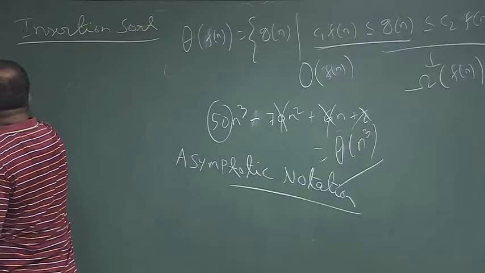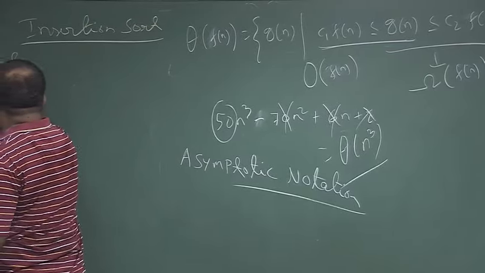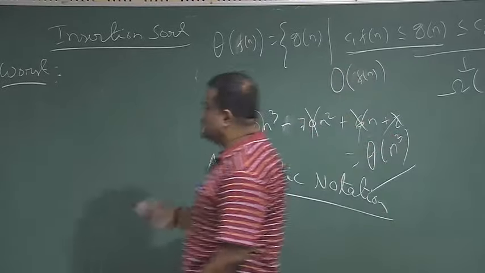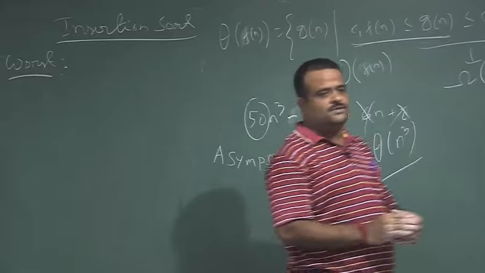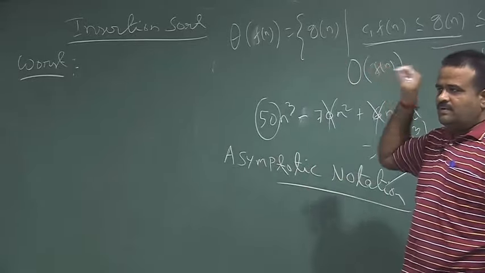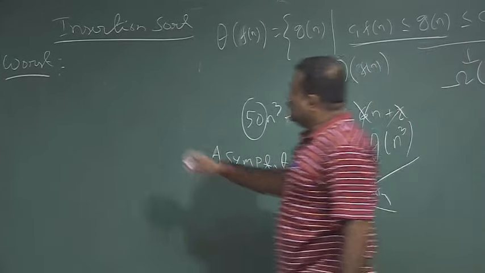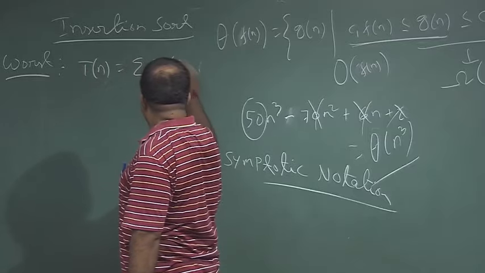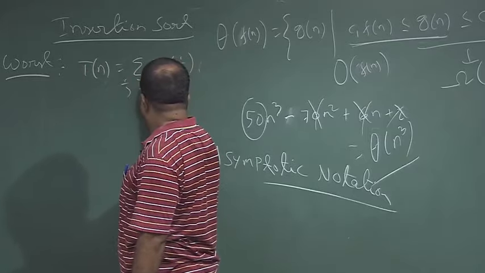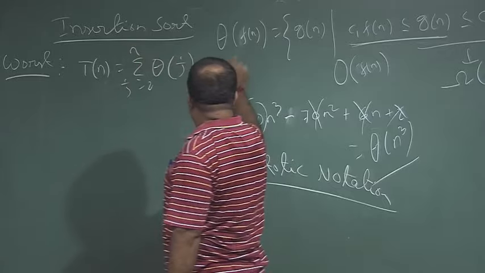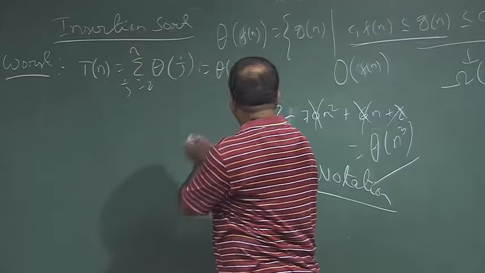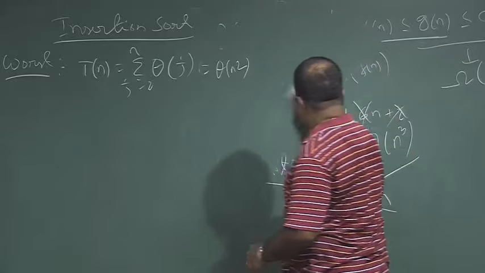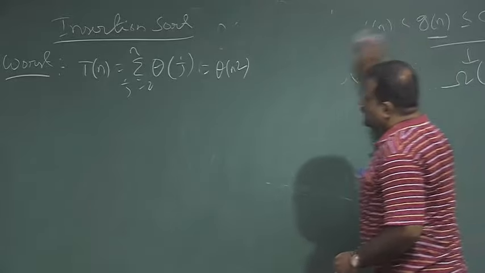So, what is the worst case? For insertion sort, the worst case means the input is reverse sorted. If the input is reverse sorted, then we have a for loop and everybody has to come forward. So the runtime is basically order of n square. Okay. So this is the worst case.